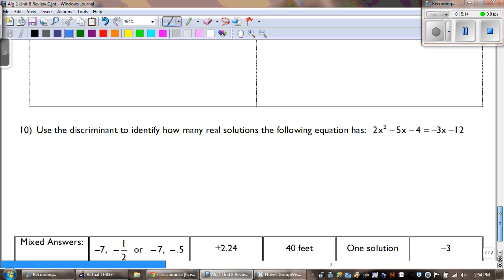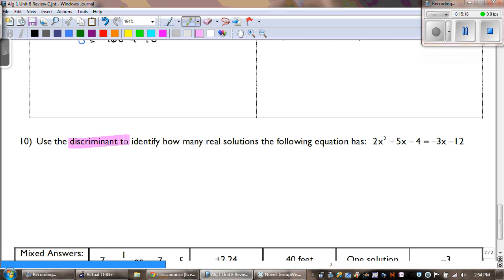And the last one, number 10, use the discriminant to identify how many real solutions this has. Well, the discriminant is just the b squared minus 4ac. You have to get your equation set equal to 0. So we have to add 3x, add 3x, add 12, add 12. So we get 2x squared plus 8x plus 8 equals 0. So find out what your A is, what your B is, and what your C is. Plug it in, and it'll tell you how many answers you have.